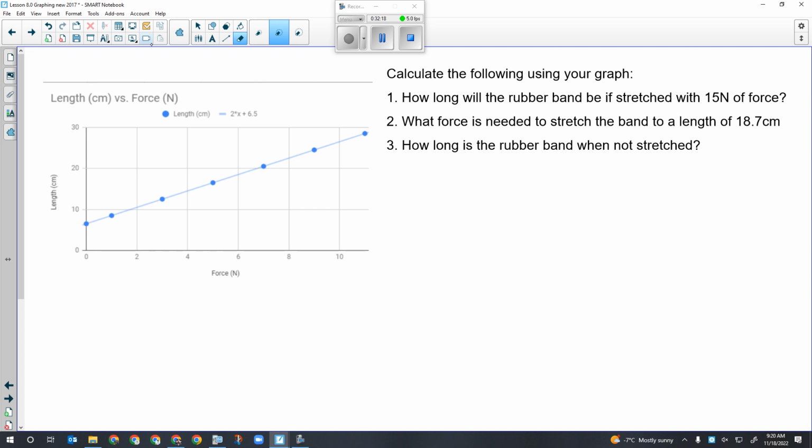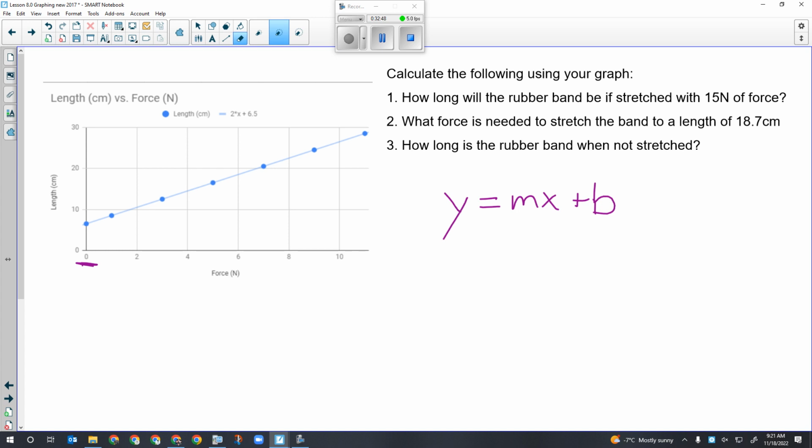Remember that equation up at the top, y equals m times x plus b? B is my y-intercept. It's the value of y on this graph, that's length, when x is 0. In other words, there's no force on the rubber band. So that is the unstrained length of the rubber band. It is how long the rubber band is when there's no force trying to stretch it. Everybody follow me there?